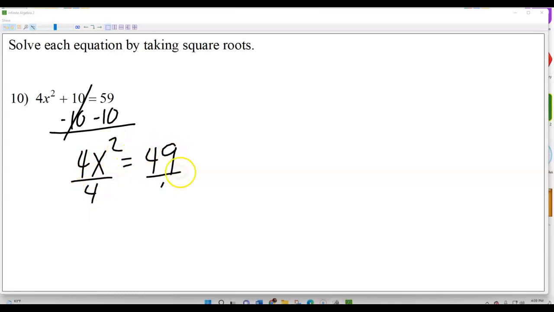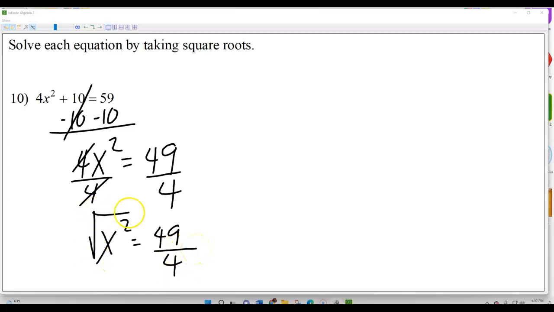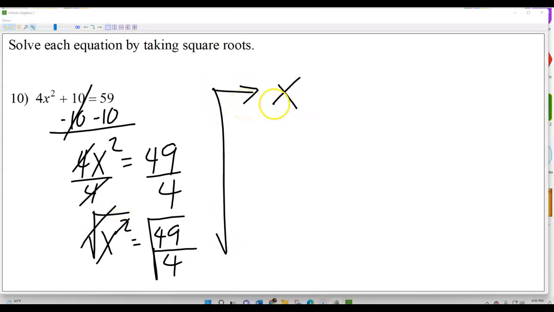Followed up with a little division, and then solve by taking a square root. Now a couple things to point out here. Those cancel, so you get x. Also, when you solve by taking the square root, you always get a plus and a minus.